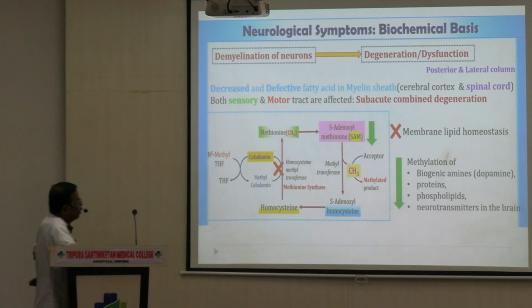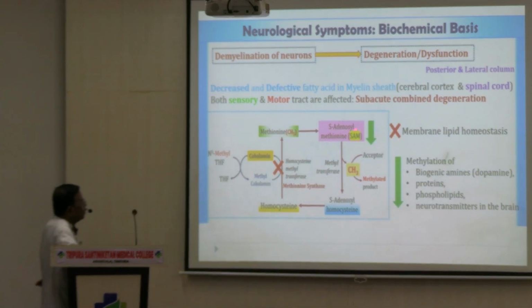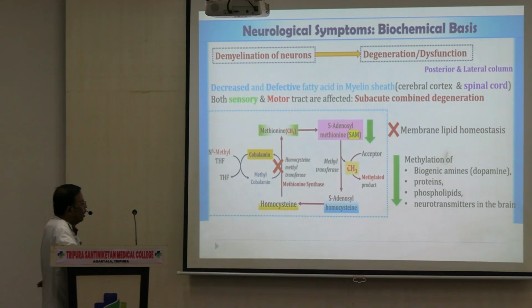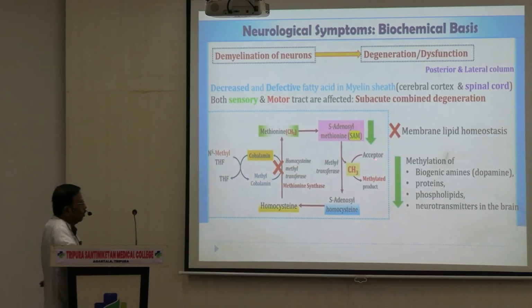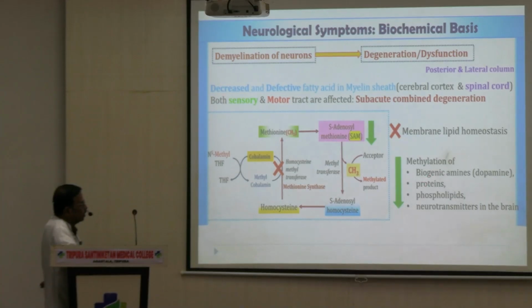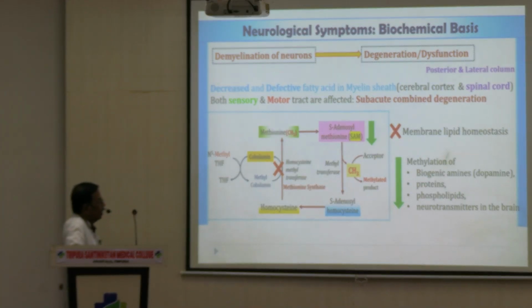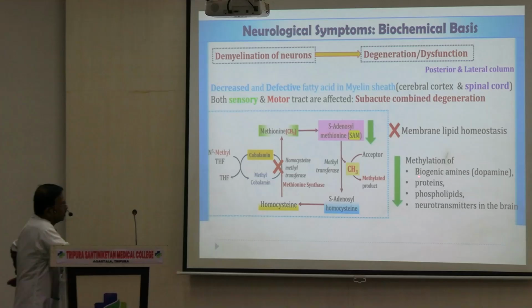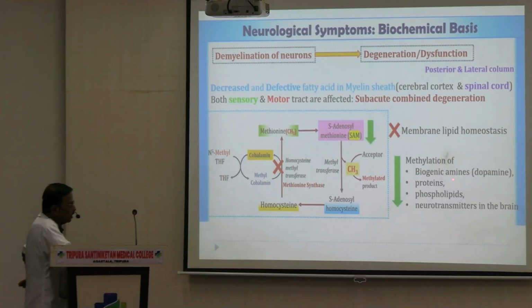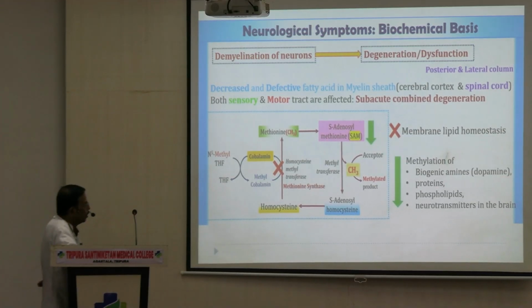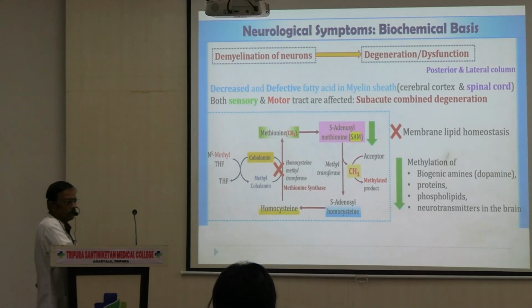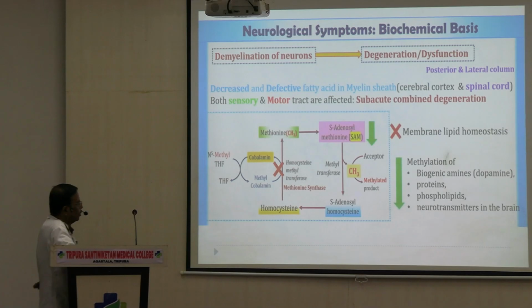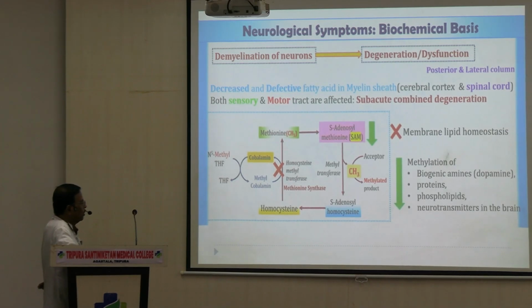Methylation: here, as we told, S-adenosyl methionine will supply a methyl group to the acceptor molecule. Here are the acceptor molecules. It is transferred when there is synthesis of biogenic amines. Then in proteins some degree of methylation is required. Then phospholipids and neurotransmitters synthesis, where methylation occurs. So this will be hampered.